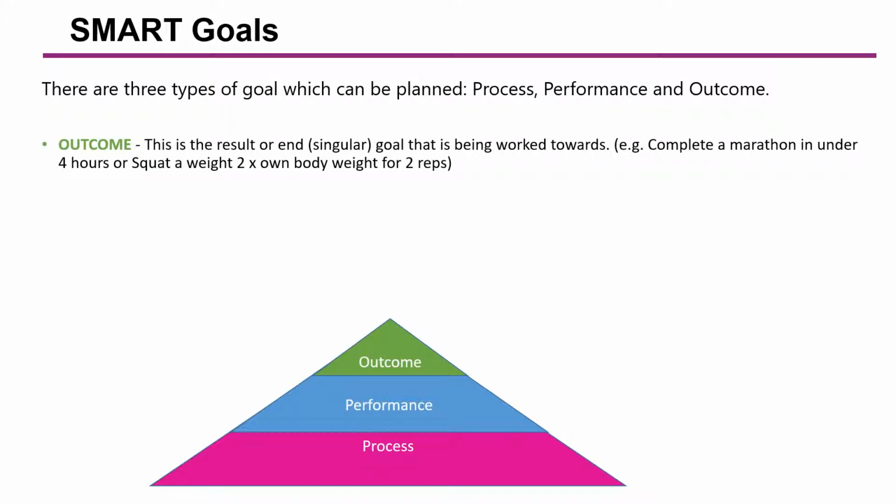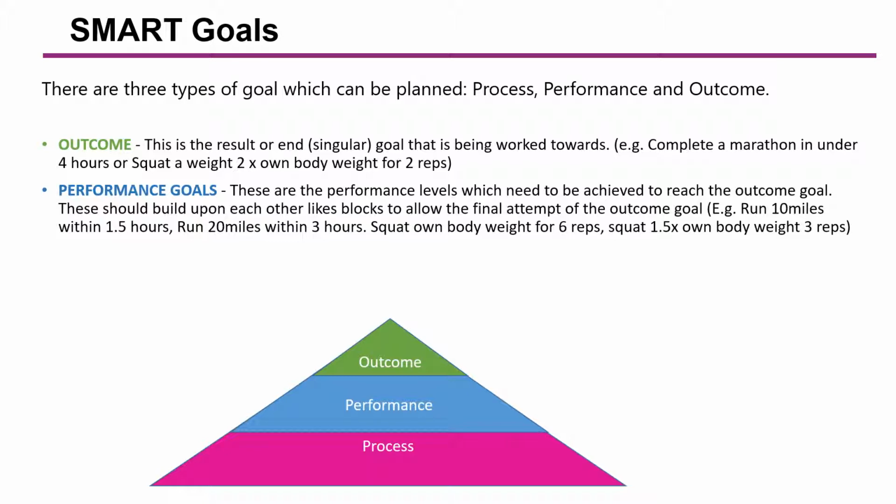So an outcome goal, this is the end result or singular goal that is being worked towards. So for example, complete a marathon in under 4 hours or squat a weight of twice the own body weight for 2 reps.